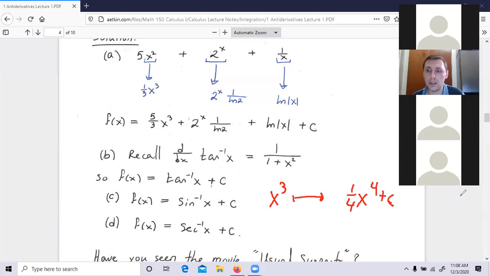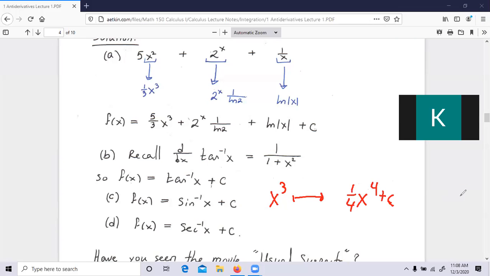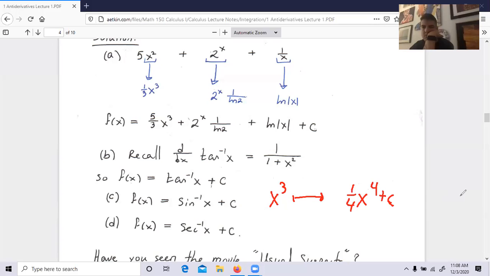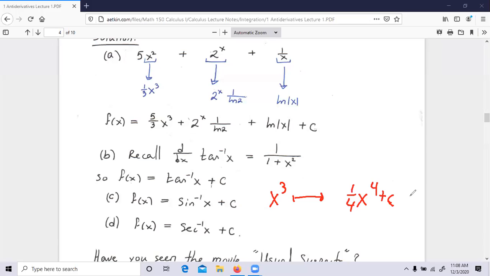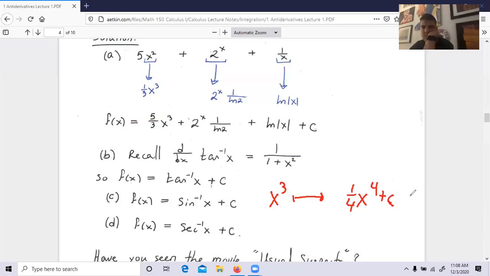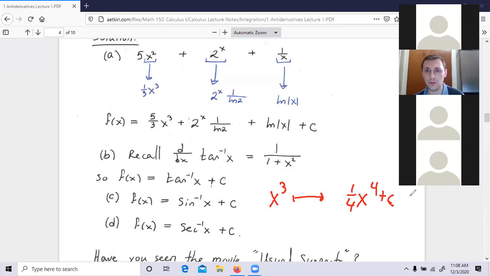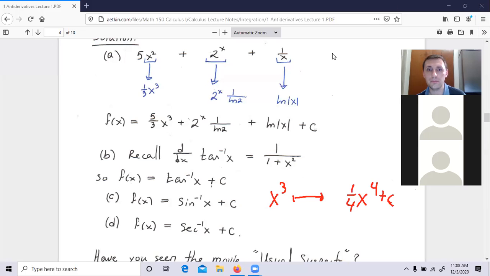Now I'm going to ask you a very important question, and think about it. Is it the only possibility for antiderivatives of x cubed? Could there be something that I haven't seen before, an entirely different function, other than the family 1/4 x to the 4 plus c? That's very important if you can figure it out. Do you understand my question?